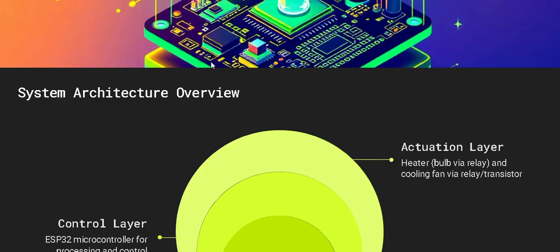Now second slide we have system architecture overview. Here we have 2 points. Control layer, where we use ESP32 microcontroller for processing and control, and second, actuation layer, where the heater, that we use a bulb, heats the egg, and a cooling fan maintains the temperature of the incubator. So the bulb and cooling fan will be attached with a relay that will control the entire system.